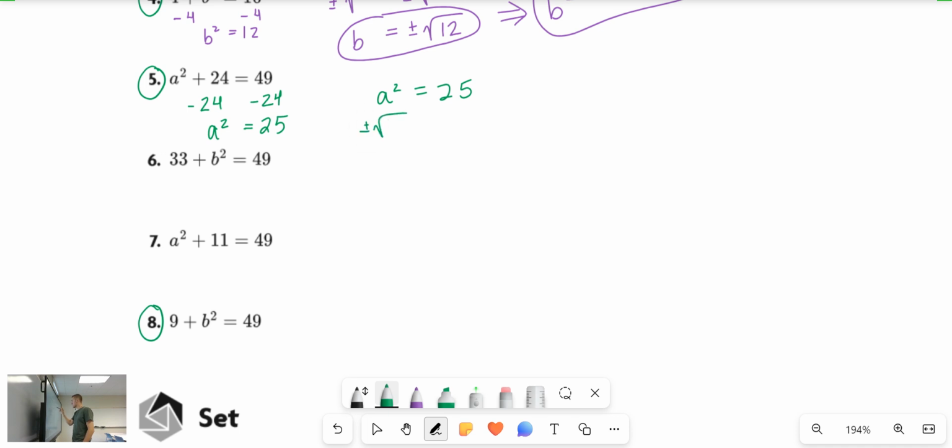We have to take the positive or negative square root of both sides. And we get A equals positive or negative. Now we know the square root of 25 is 5, so it's positive or negative 5. So don't fall into the trap. Just because you know that A squared is 25, obviously that means that A is 5, right? No. Could be positive 5 or negative 5. So you have to always remember you're taking the positive or negative square root when you undo a variable squared. When you're undoing a square, you have to take the positive or negative square root.